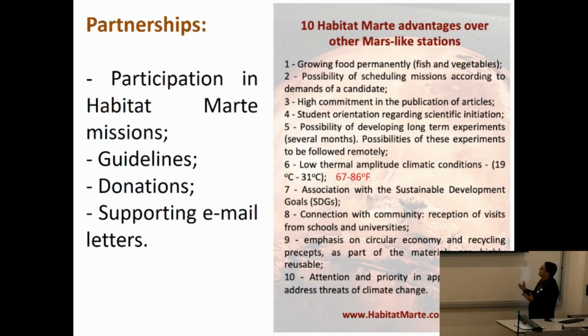Low thermal amplitude, like 20 degrees, association with the sustainable development goals, connections with the community, reception of visits from schools and universities, emphasis on circular economy and recycling precepts as part of the materials are highly reusable. We are using a lot of recycled materials to prepare the facilities too, and priority attention in applying outcomes that address threats of climate change. And then we have also been invited to UNOOSA.